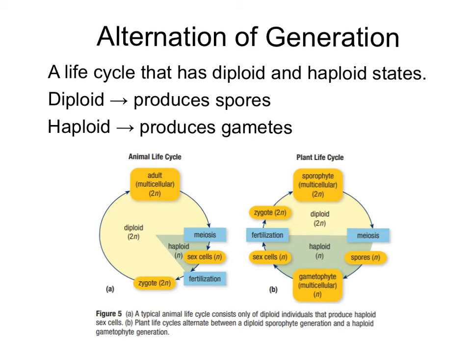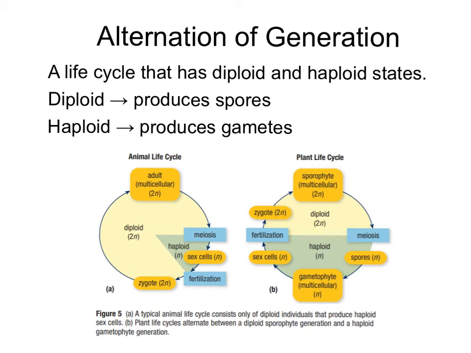The last time we talked about it, or the first time, may have been when we were talking about the alternation of generations of brown algae, the protist. It seems pretty fitting that the next time we're talking about it in terms of plants. Now, alternation of generations just means that there is a life cycle that has both a diploid and haploid state.